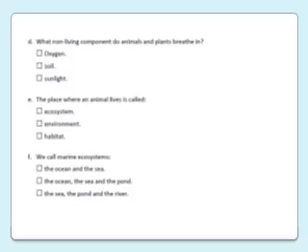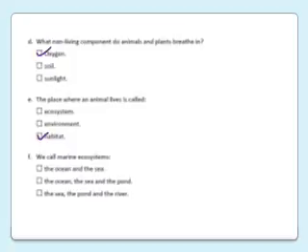D. What non-living component do animals and plants breathe in? What do the living things breathe? Oxygen. Do they breathe soil? No. Do they breathe sunlight? No. E. The place where an animal lives is called what? Habitat.